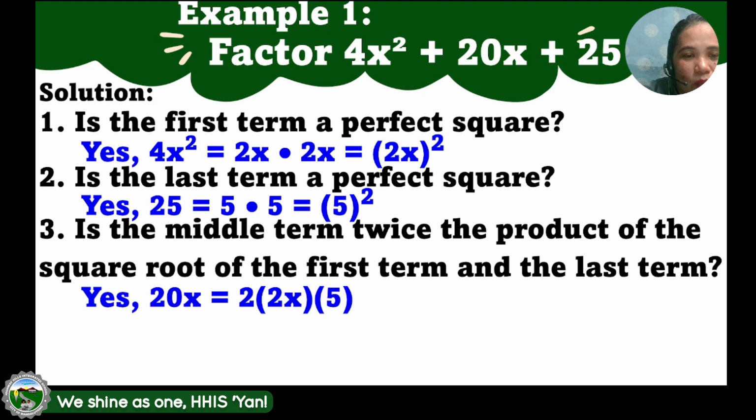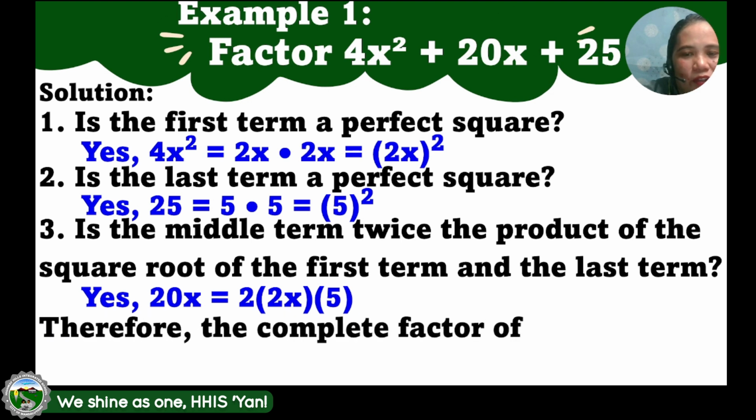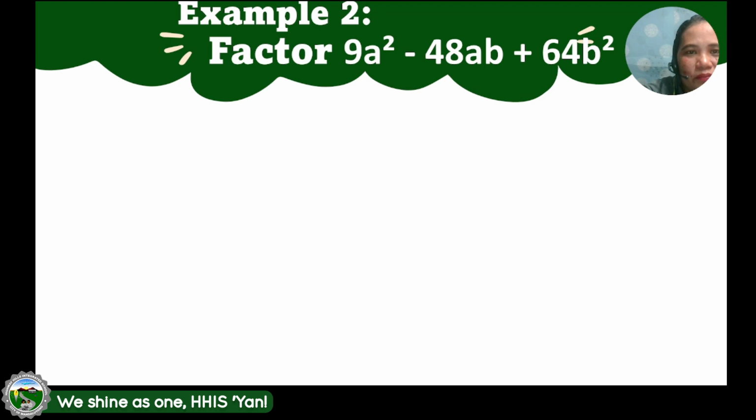Yes, because 20x is equal to twice of 2x times 5. Therefore, the complete factor of 4x squared plus 20x plus 25 is the square of 2x plus 5, or the quantity 2x plus 5 multiplied by the quantity 2x plus 5. Okay, let us have another example.